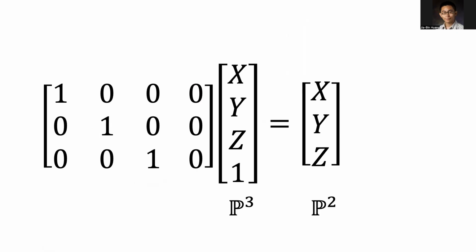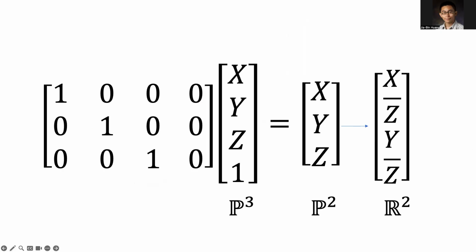Does it make sense? And this just shows that if you have this matrix multiplied by this vector, you get x, y, z, and that's still in homogeneous coordinates, and when you convert this into the Euclidean, the original coordinate R2, you get this. Right? So from this to this.